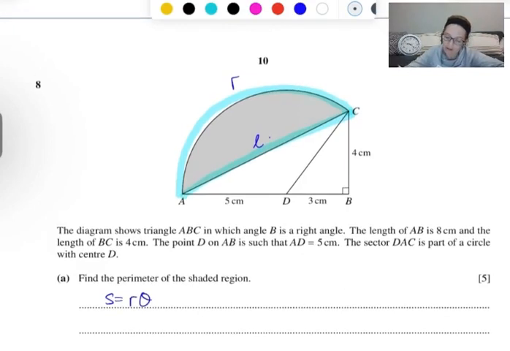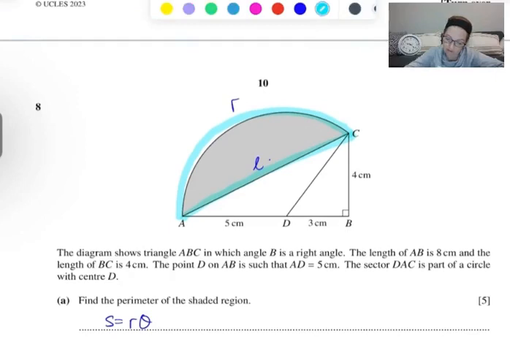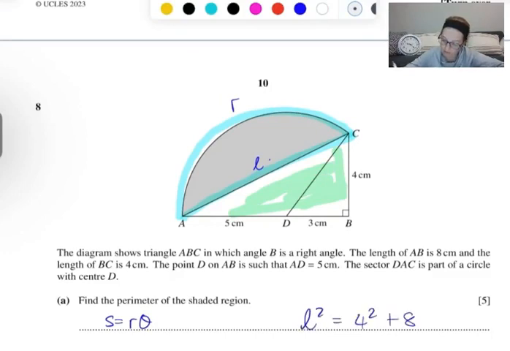What I can see here is that I can already find L. If I look in my right angle triangle, I can use Pythagoras. So L squared is equal to 4 squared plus 8 squared. What is that? The square root of 4 squared plus 8 squared, so basically 4 root 5. That's my L. Now I need to find that theta over there.